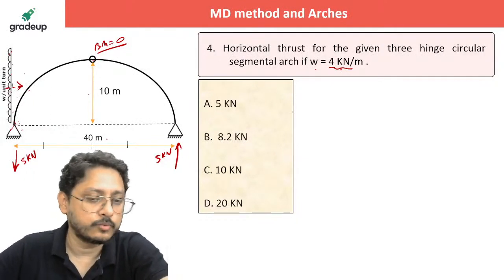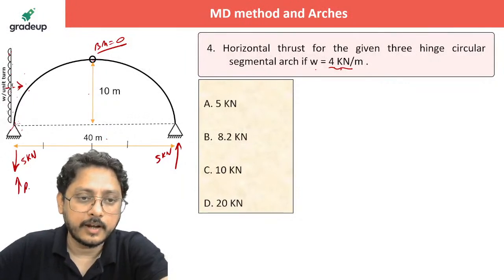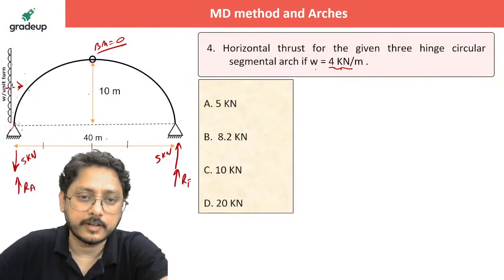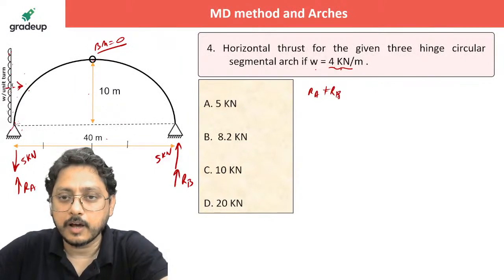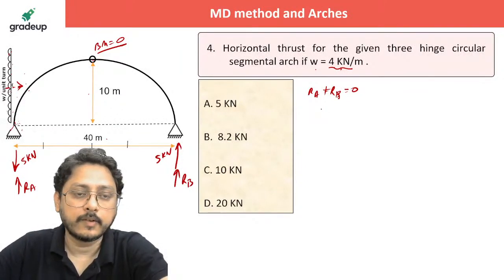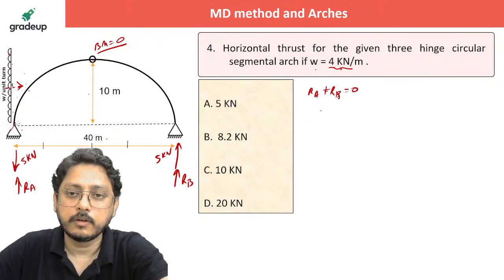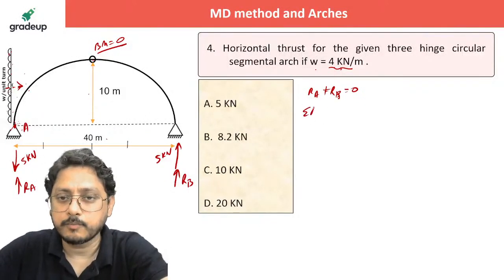Or let us do that then. See, reaction at A and reaction at B. Now for the reaction at A and B, RA plus RB is equal to 0, isn't it? Then what? Take the moment at maybe A. Summation of moment at A equal to 0.